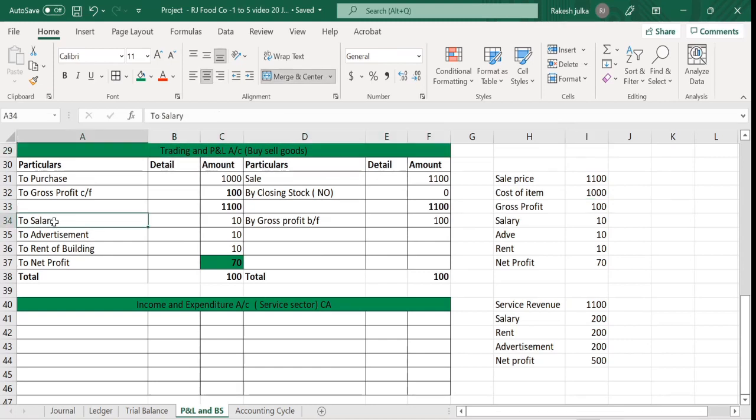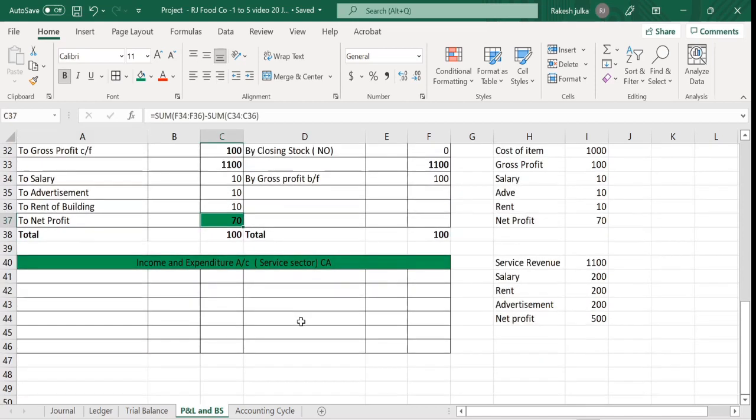Now this part from here to here is known as a profit and loss account. So in a profit and loss account, what we did, the gross profit is here. We have carried forward, brought forward, right? We have brought forward, and after that we have subtracted all the expenditure, and the net profit has come here.